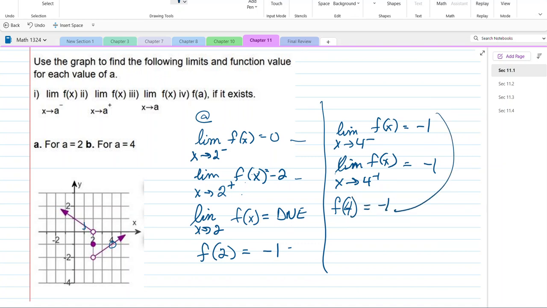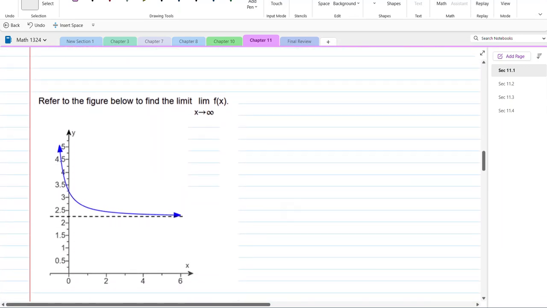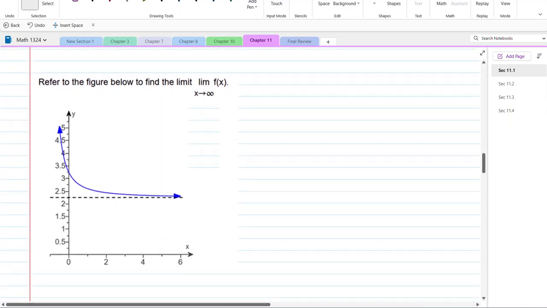All three are equal. Therefore, we can say the limit as x approaches 4 for that function is negative 1, because it's continuous during that segment of that graph. All right.